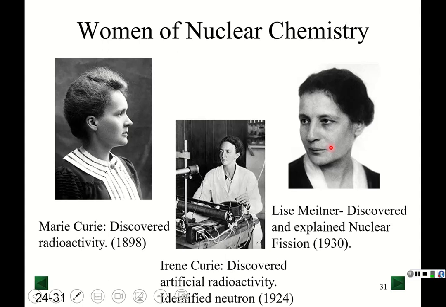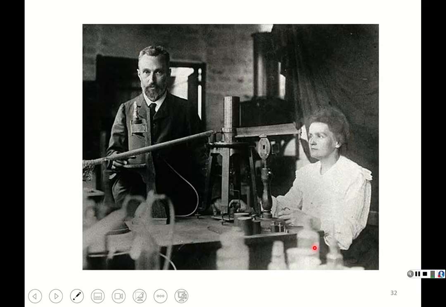There were some important discoveries in nuclear chemistry by women, right? Marie Curie, I think most of you have heard of her. She actually discovered radioactivity in the late 1800s. Irene Curie discovered artificial radioactivity and helped identify the neutron in the 1920s. And then Lise Meitner discovered and explained nuclear fission in 1930. And nuclear fission became very, very important in the world soon after that.